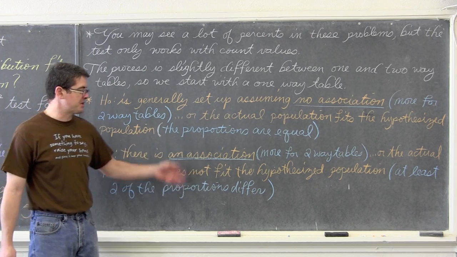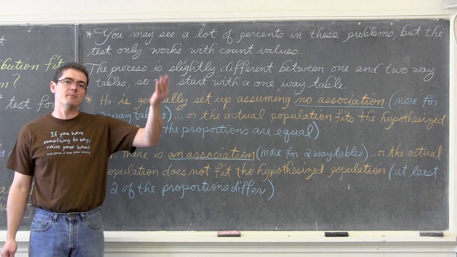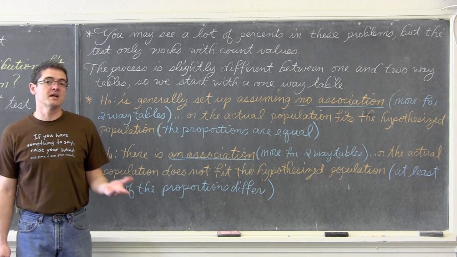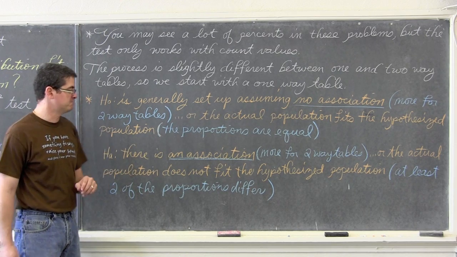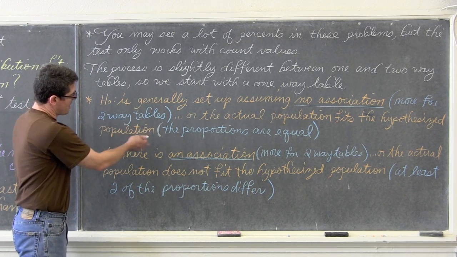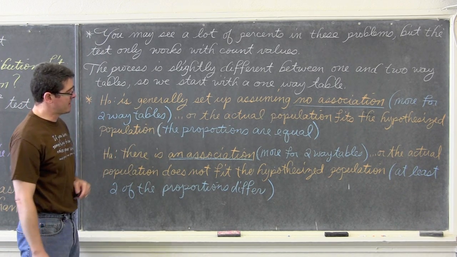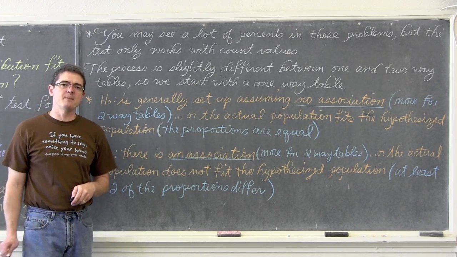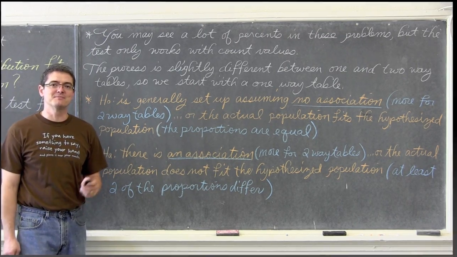Or is there at least two of the proportions different? Because if one percent is higher, another percent is going to have to be lower, so they still add up to 100%. So that's your thoughts as far as how you set up H sub O and H sub A. Let's actually look at the example and get to crunching some numbers.